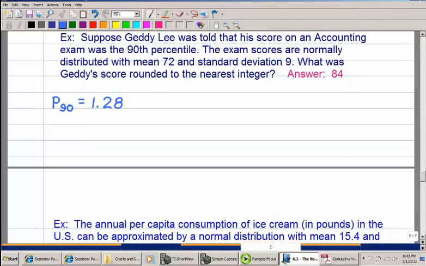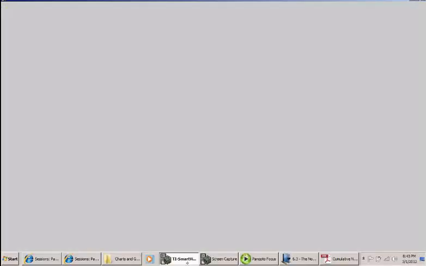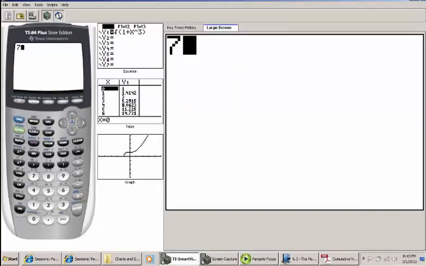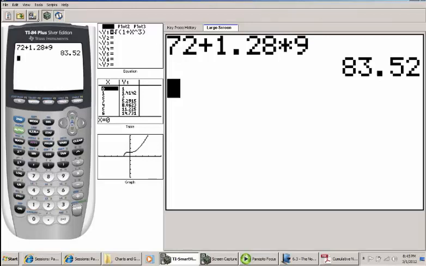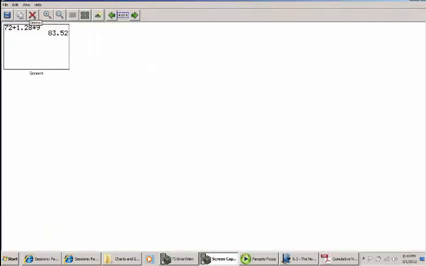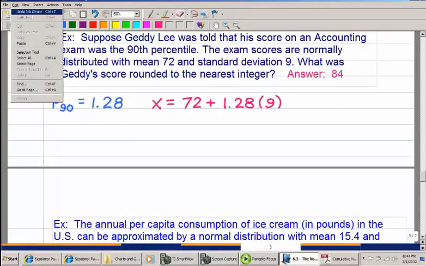So once we know that, we can go to our formula. So x equals the mean of 72 plus our z-score we just calculated, which is 1.28, times the standard deviation of 9. And then we'll round that off to an integer. My answer key says that it's 84, but we'll verify that. Plus 1.28 times 9. Looks like that's about right, doesn't it?